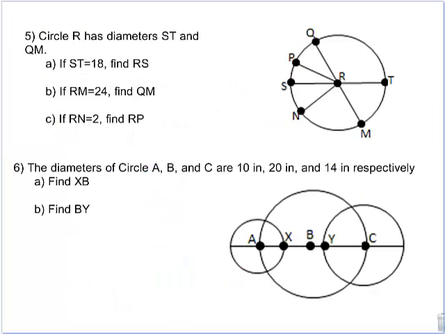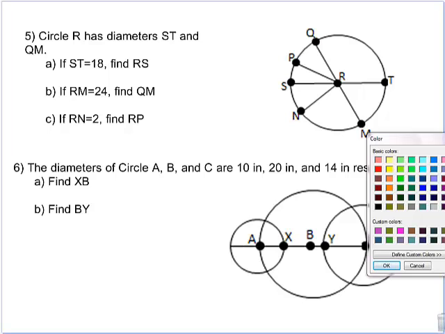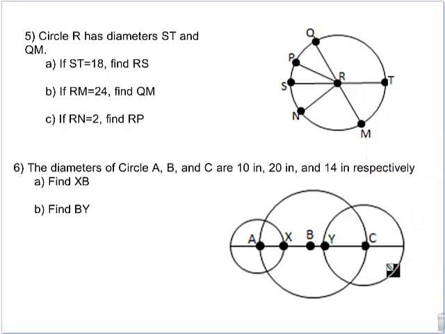All right, so now let's get into finding some actual measurements here. Circle R has diameters ST and QM. So ST and QM are diameters. If ST is 18, what's RS? 9. How do we know it's 9? We had the diameter, so we just had to divide it by 2.